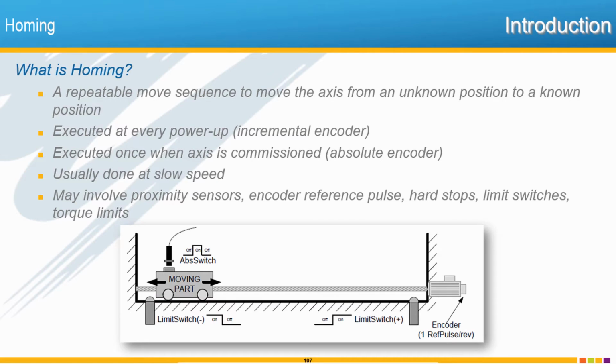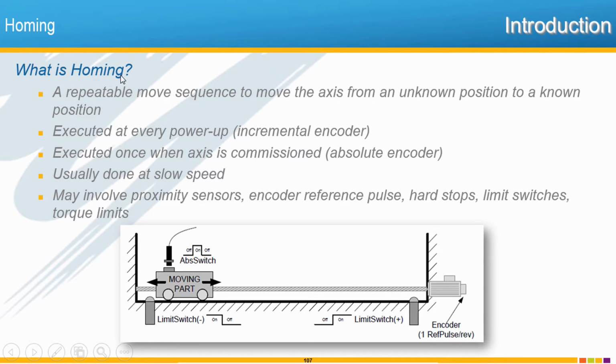Homing may be a familiar topic for those of you seasoned in the motion industry, but I would like to go through and just introduce and define what homing is. As it says here, it's a repeatable move sequence to move the axis from an unknown position to a known position. So when the machine powers up, that encoder hasn't given any pulses yet, and so it doesn't know where that part is. That's the case of the incremental encoder.